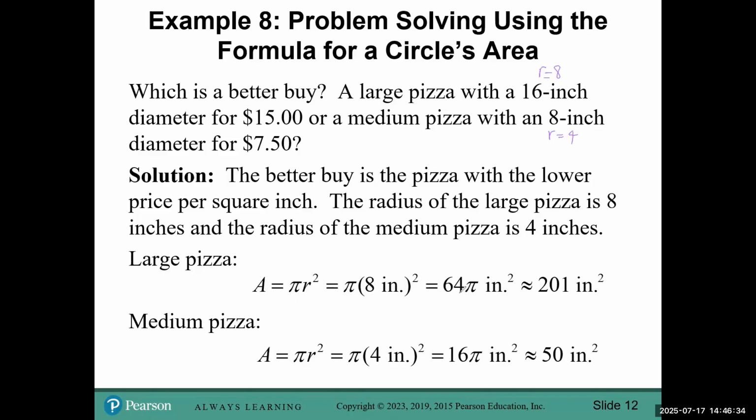So for the large pizza, its area is pi times r squared, or pi times 8 squared, so 64 pi. And then using 3.14 for pi, we get 201 square inches. For the medium pizza, we have pi times 4 squared, or 16 pi. And if we substitute 3.14, we get about 50 square inches. So you can see that the large pizza, with a diameter that's double the small, is actually 4 times more pizza. So definitely the larger one is going to be the better buy.